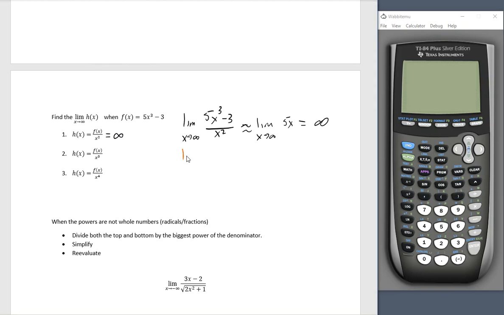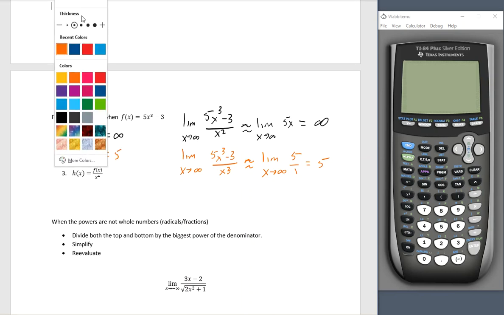Let's do another one. Let's look at the limit as x approaches infinity of 5x cubed minus 3 over x squared. That's an x cubed, because I can read. This is essentially the limit as x approaches infinity. Everything else is kind of just unnecessary. And we get a 5. Some leading coefficient action here.